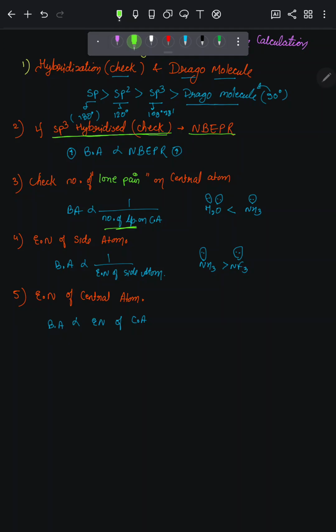So bond angle is inversely proportional to the electronegativity of side atoms. The more the electronegativity of the side atom, the bond angle will be decreased. The bond angle is greater in the NH3 molecule as compared to the NF3 molecule. This is the example here.